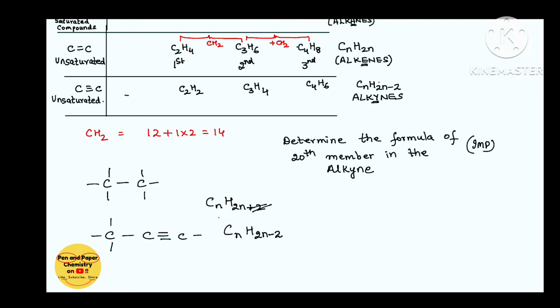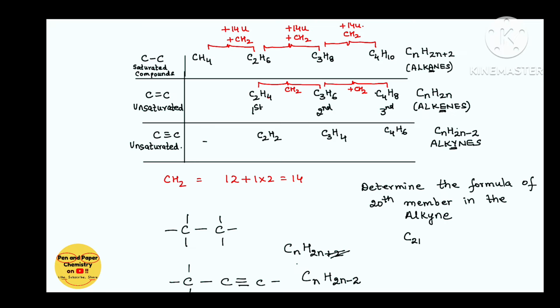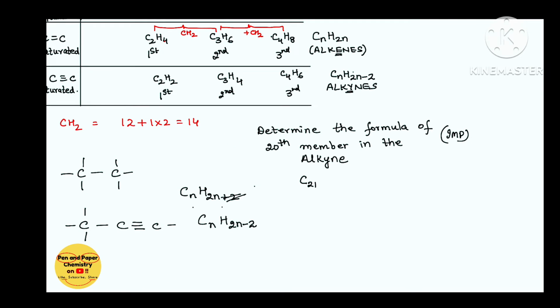Have you done it? So 20th means there will be 21 carbon atoms because again, you cannot have a triple bonded compound with one carbon atom. Triple bond means you need at least two carbon atoms. So your first member is again having two carbon atoms. Second will have three, third will have four, and so on. So the 20th member will have 21 carbon atoms.